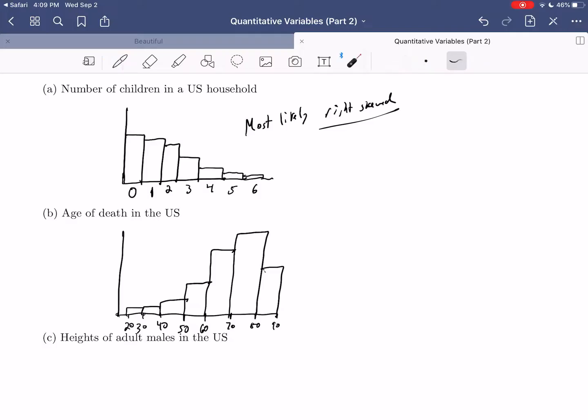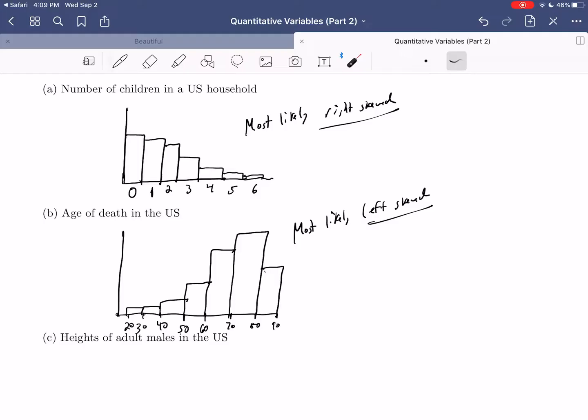In other words, most people live into their 60s, 70s, 80s, somewhere in there. And a few people will die a lot earlier. So what this is saying is that this is most likely a left-skewed distribution. Now, would this be the same if we switched countries or if we switched time frames?